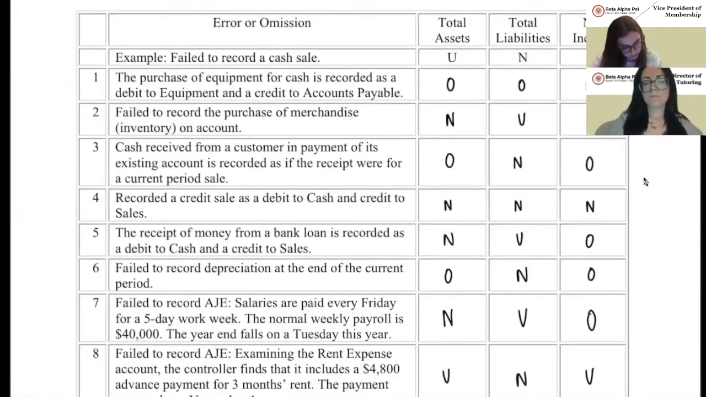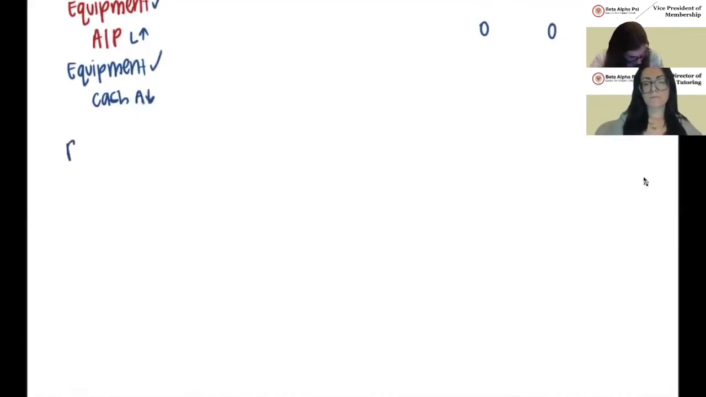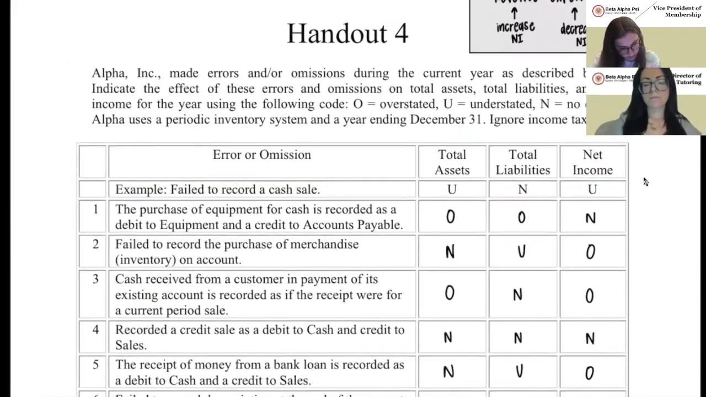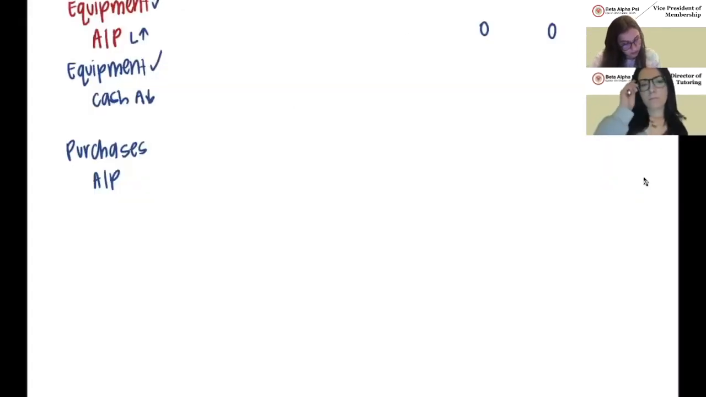So since they're saying it was a purchase, we're going to debit our purchases, and we're going to credit our accounts payable. And let me note here that we are going to assume that they use a periodic inventory, which is why I used purchases and not inventory as the debit. So here we have purchases and we have accounts payable.